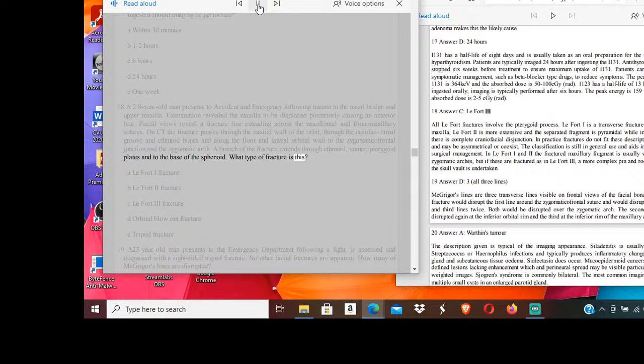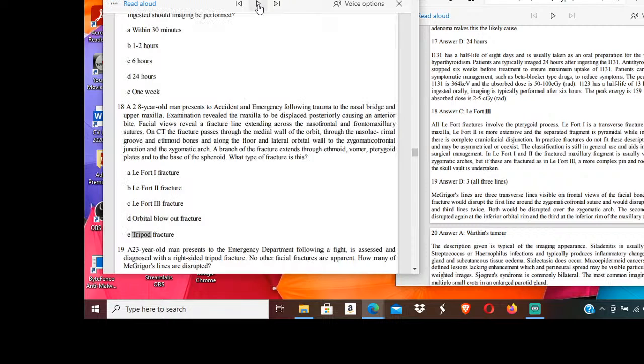What type of fracture is this? A. Le Fort I fracture. B. Le Fort II fracture. C. Le Fort III fracture. D. Orbital blowout fracture. E. Tripod.